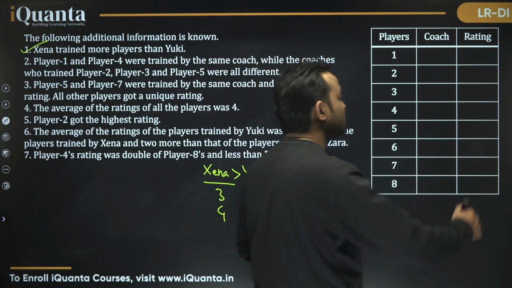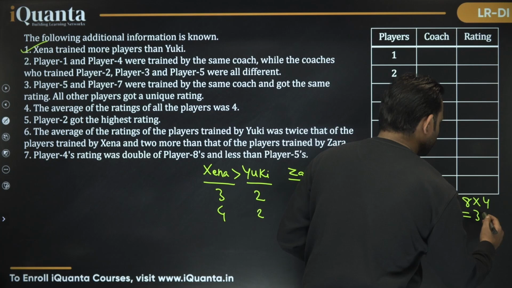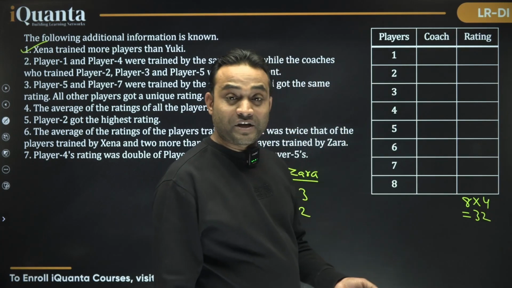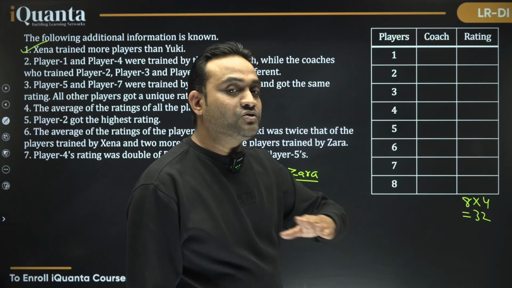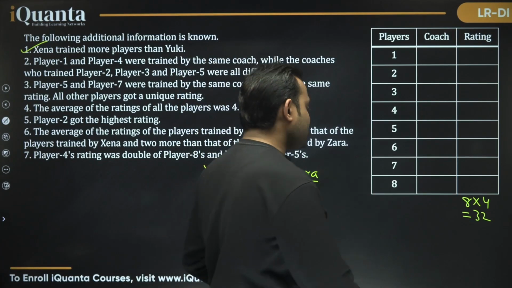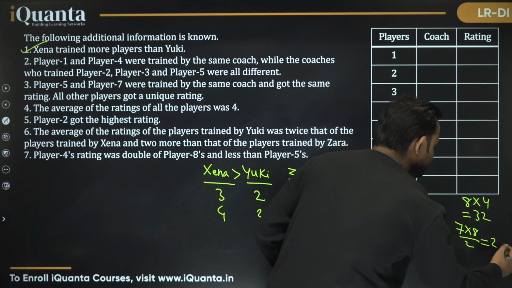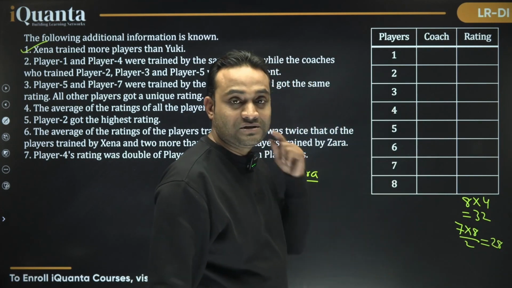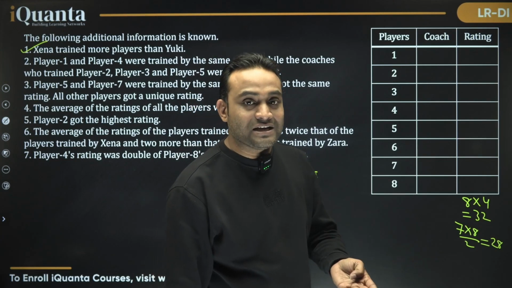Average is 4. 8 players, total will be 8 into 4, which is equal to 32. Now from there, I got the idea that if I add 1 to 7, all unique ratings, I get 7 into 8 by 2, which is equal to 28 only. That means the repeated number is 4. The repeated rating is 4.